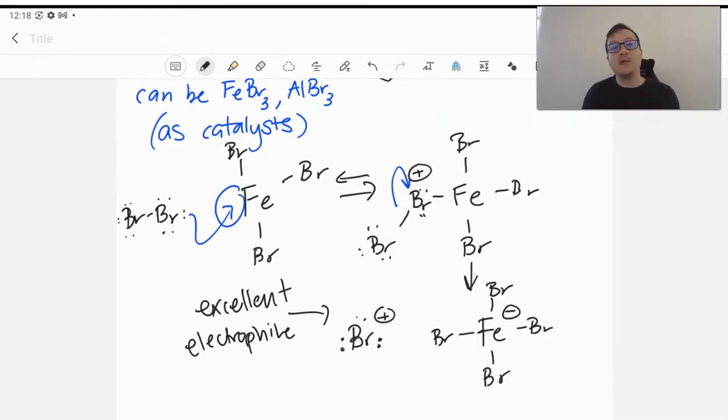Notice that when we used bromine, just Br2, it's not really a great electrophile, right? It's a mediocre one. We're just taking advantage of the fact that, just due to van der Waals forces, we occasionally have a slight positive charge. But now we have a bromine ion that is fully positively charged. And that's an excellent electrophile. So let's see how this is going to react with benzene.